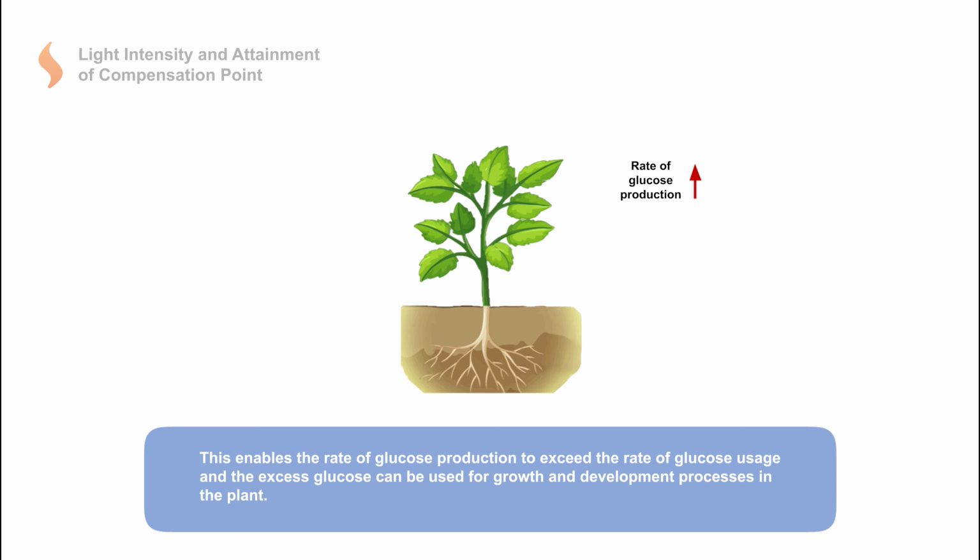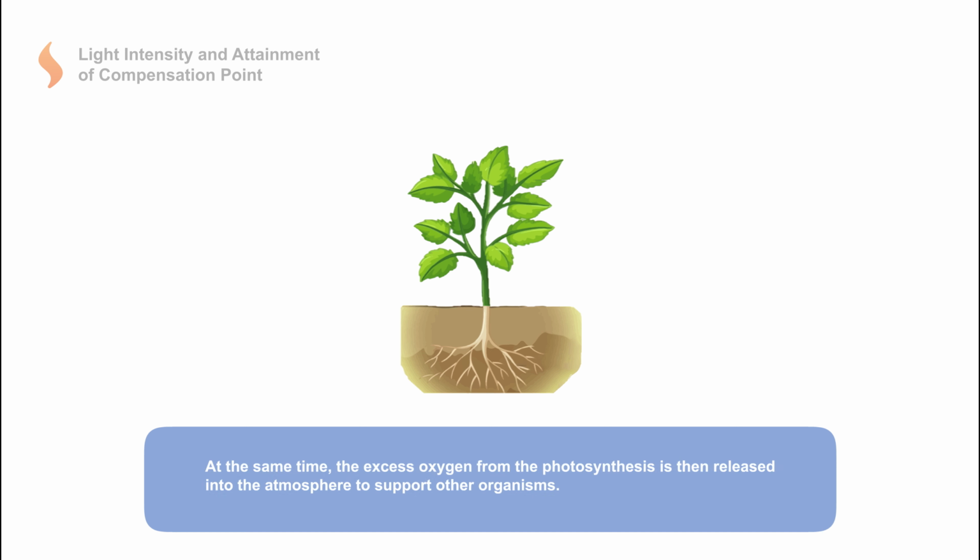This enables the rate of glucose production to exceed the rate of glucose usage, and the excess glucose can be used for growth and development processes in the plant. At the same time, the excess oxygen from the photosynthesis is then released into the atmosphere to support other organisms.